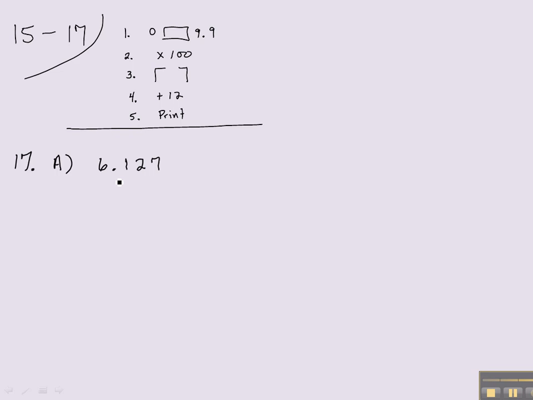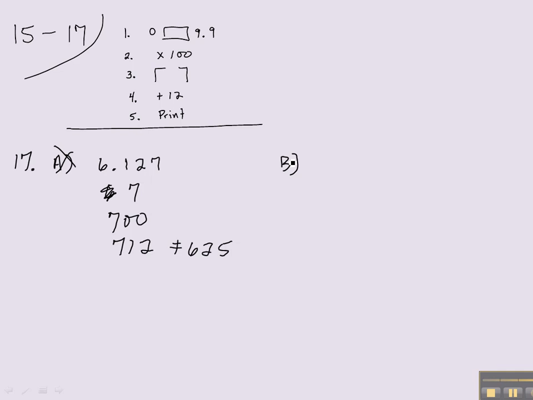That would round up to 7, wouldn't it? Then we multiply by 100. Then we add 12. Do we get the same number? No. It's supposed to be 625. So it can't be A. All right, then we check B. What does B tell us to do? B says to switch steps 2 and 4.